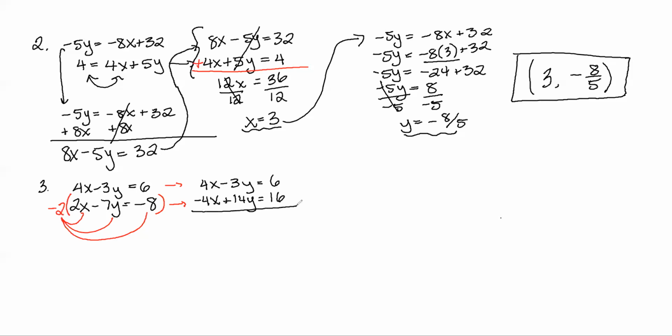Always double check to make sure you multiplied every single term by the 2. A lot of the times people will forget to multiply the right side. That's why I like to just put parentheses around the entire equation so you don't forget to multiply it by the right side of the equation. All right, let me just write a little note here. We need opposites.